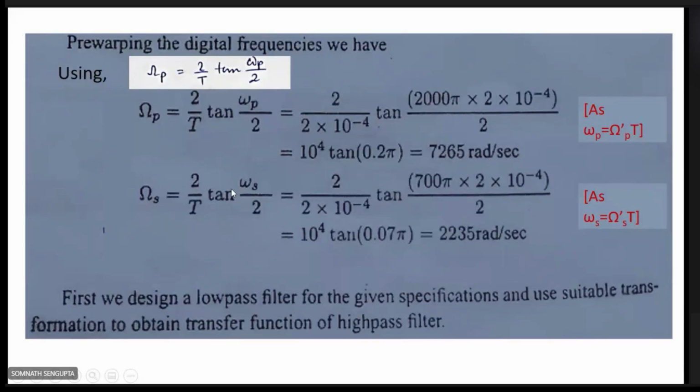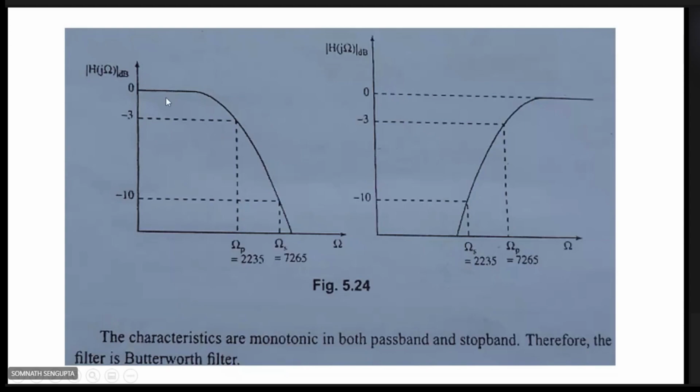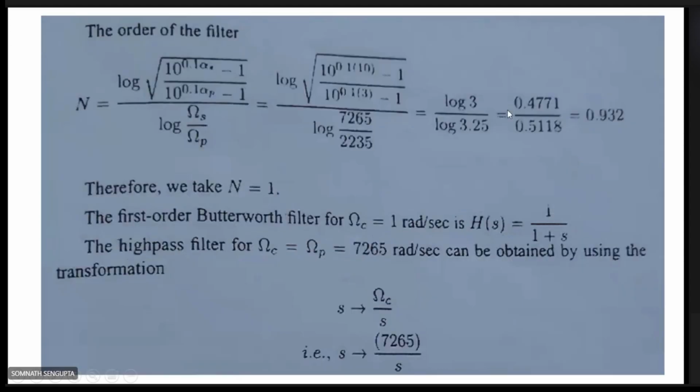Then we see that your base filter is a low pass filter. These are the low pass filter specifications, but your filter is to be a high pass filter, so you see that its spectrum is changing. Now how to convert this low pass to high pass? By replacing the variable s with omega c by s. It is given here as omega c by s.